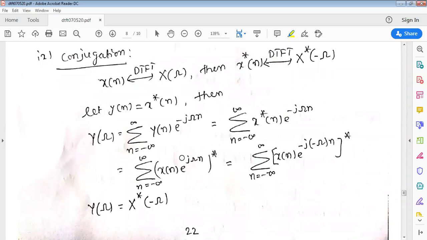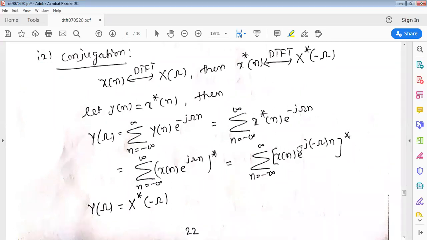Okay, total this one I'll put star. So x of n will become x star of n, e power j omega n will become e power minus j omega n. Therefore, x of n e power j omega n whole star I'll take. This is equal to summation n equal to minus infinity to plus infinity x of n. Now look at the change what I had done.